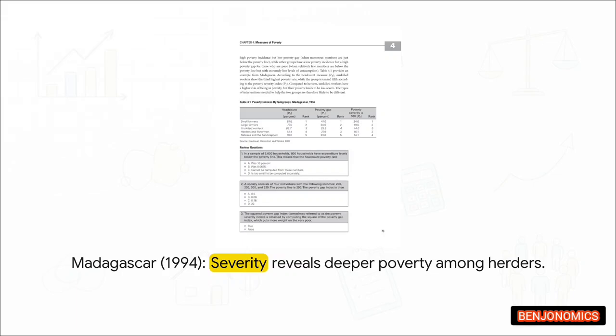Look at the contrast between unskilled workers and herders. Unskilled workers have a headcount poverty rate of 62.7%. That's the 3rd highest on the board. Herders, on the other hand, have a lower headcount at 51.4%. But check out that final column, the poverty severity index. The herders actually have a higher severity index than the unskilled workers. What this means is that while fewer herders are poor, the ones who are poor are experiencing much more extreme deprivation. If a government only looked at the basic head count, they would completely overlook the people suffering the most.